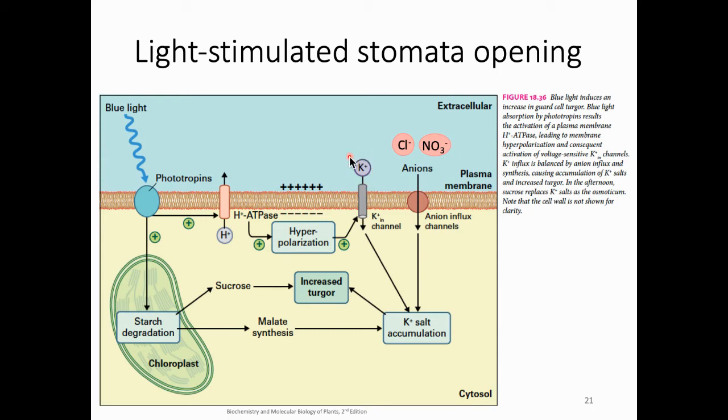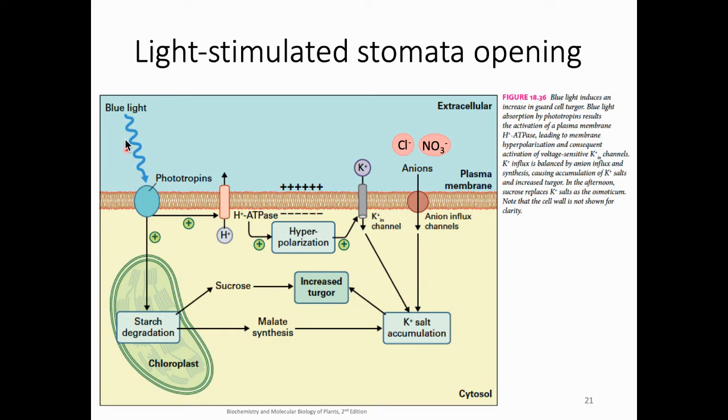So the cells try to keep the balance by importing potassium ions, which are positively charged molecules, inside the cells. But the potassium ions can be neutralized with anions from outside. So anion uptake is stimulated, potassium inside, followed by chloride and nitrate. And they can form potassium chloride and potassium nitrate. And these two molecules act as salt.